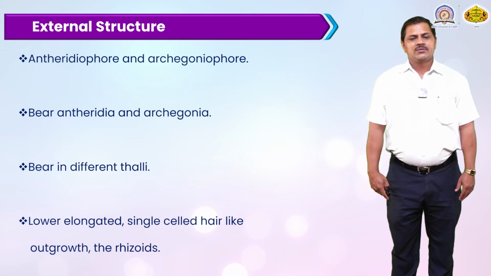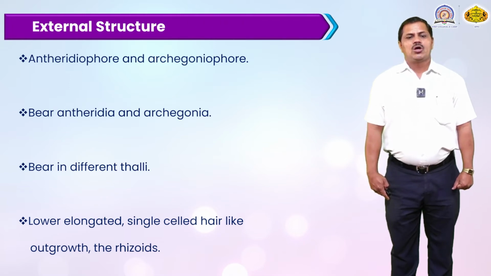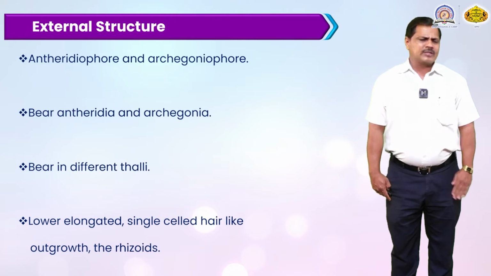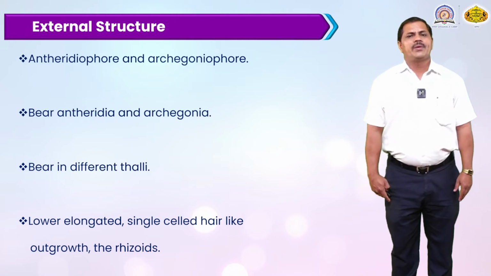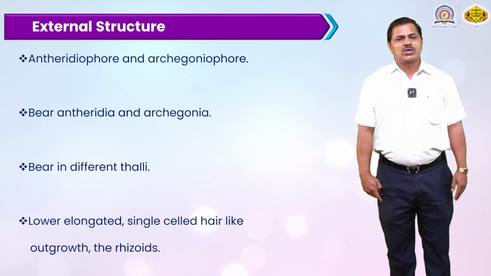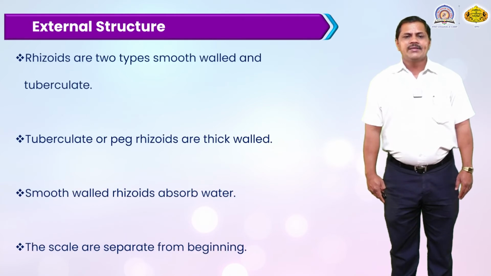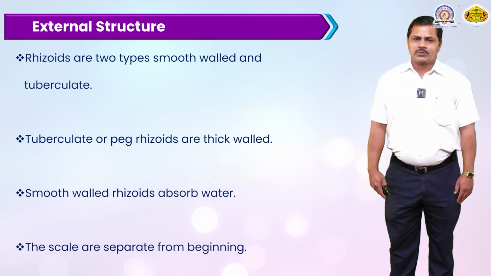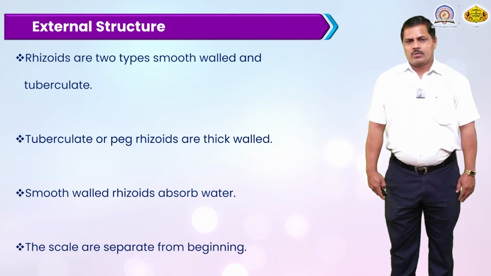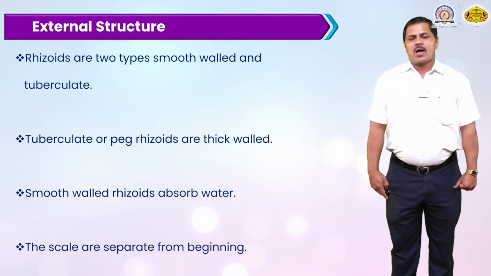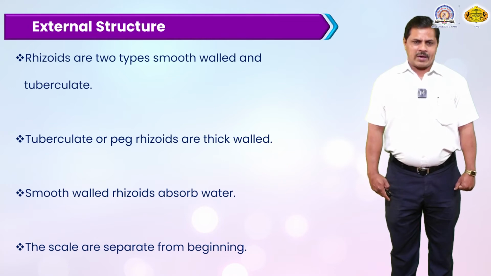On the lower side, elongated, single-cell hair-like outgrowths are called rhizoids. At the basal portion of the thallus structure, single-cell or multicellular structures develop, called rhizoids. And generally there are 2 types of rhizoids: smooth-walled, and the other is tuberculated rhizoids.